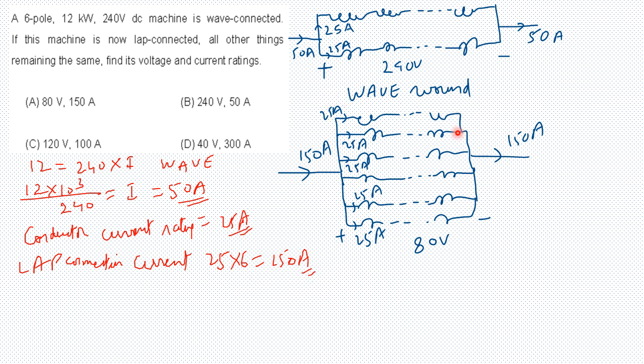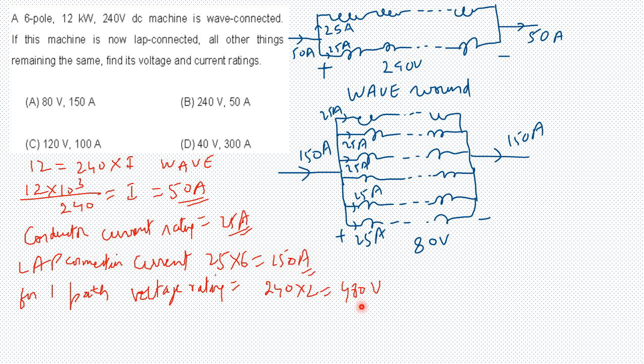Once you have got the current rating, you need just the voltage rating. You can see here that with two parallel paths, 240 volts is the voltage rating. If there was only one path, then the voltage rating would have been for one path, so the voltage rating is equal to 240 into 2, because the two paths will be identical here. So it is 480 volts. Now you have got the voltage rating and the current rating.